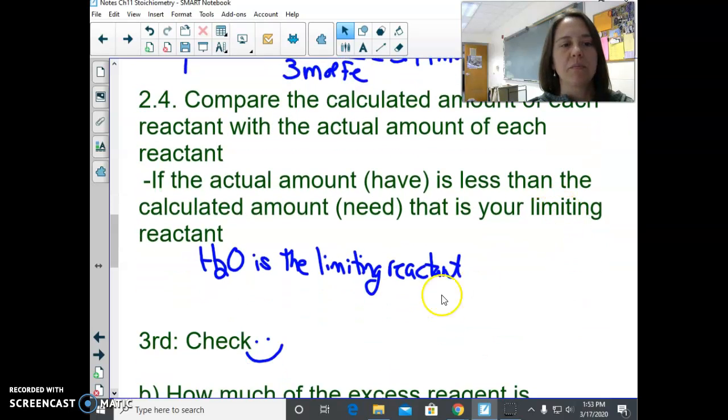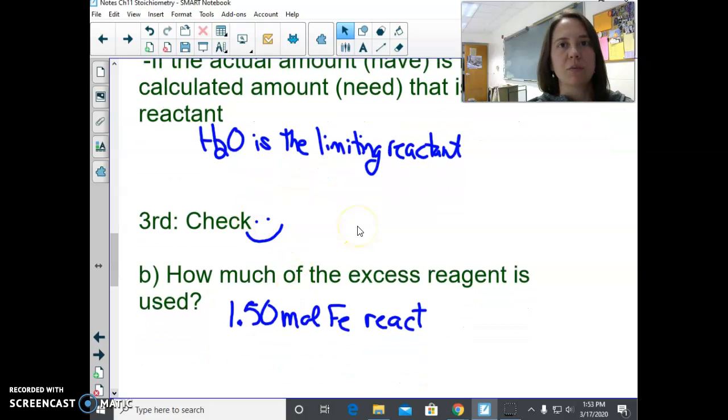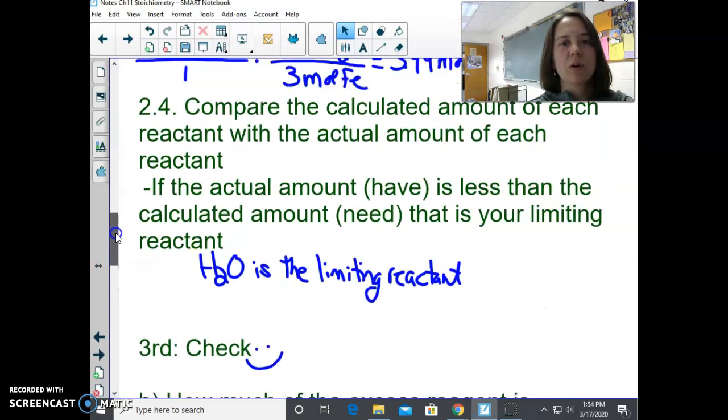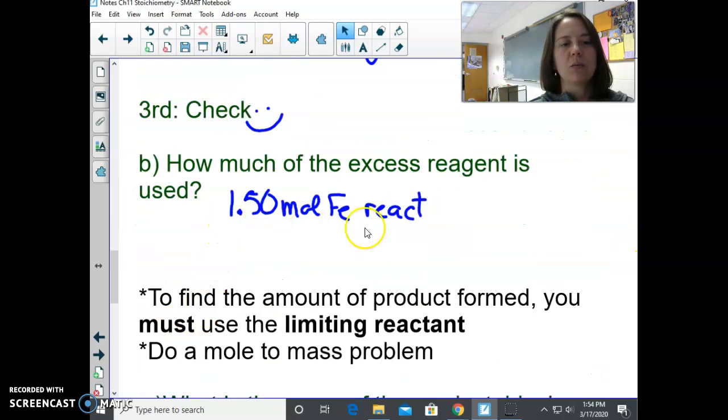So then we compared them, and we know that we have less water than we need, so that is our limiting reactant. And we went through a check of it, and that all seemed reasonable. We also answered how much of the excess reactant was used. So if we go back up to our problem up here, we know that if all of our limiting reactant reacts, we're going to use 1.5 moles of iron, and that is what we have. 1.5 moles of iron will react.